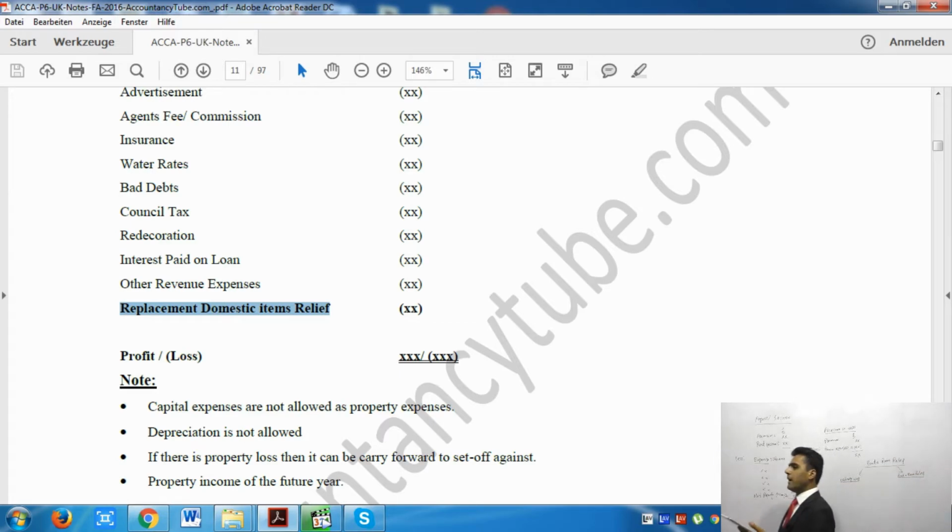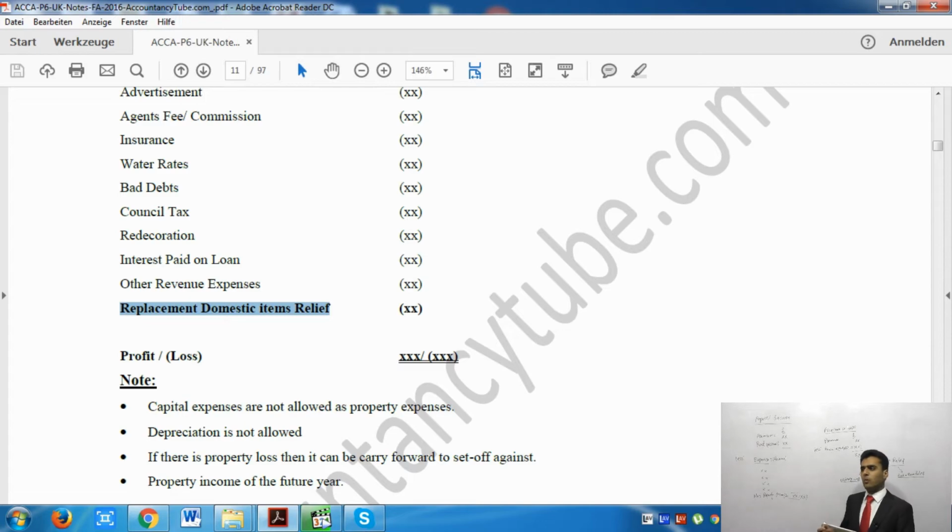So say for example, if you buy a domestic item, we'll see what the domestic items are in a minute, but say for example, if you buy a domestic item, you will not be able to claim this relief. However, if you replace it with the old one, only then you will be able to claim this relief. All right. Now another condition is that the old asset and the new asset must be of same category. All right.